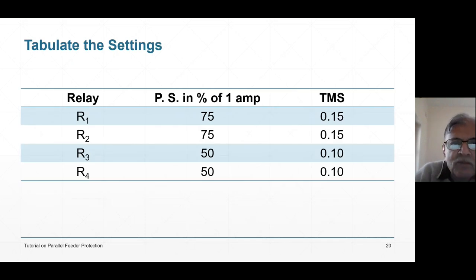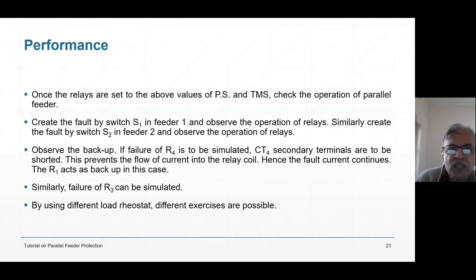Probably we will tabulate the settings so that you may come to know what we have calculated. This is our critical calculation for a single load of 185 ohm. In experiments, if you give only a single value, then everybody will copy. So don't do that. To one group of two or three students, give resistance 185 ohm. To the second group, give 100 ohm. To the third group, give 50 ohm. Something like that, you can go on changing the load resistance to give different exercises. Then the plug setting and time multiplier setting for R1, R2, R3, R4 will be different. Let everybody do the experiment in their own way, so that they understand.